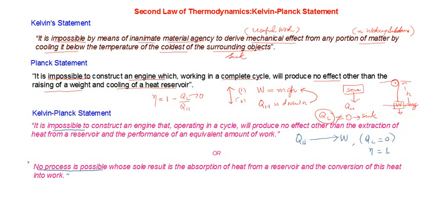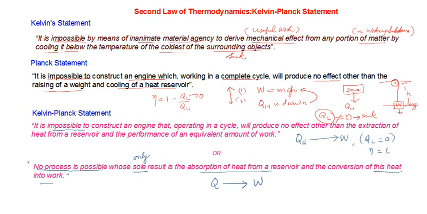Whose sole result is the absorption of heat from a reservoir, that is QH is drawn from a reservoir, and the conversion of this heat completely into work. It doesn't mean that you cannot convert any heat drawn completely into work. There should be something left out. There will always be some amount of heat energy, and that will always be rejected. It means the efficiency can never be equal to 100%, or eta is not equal to unity.